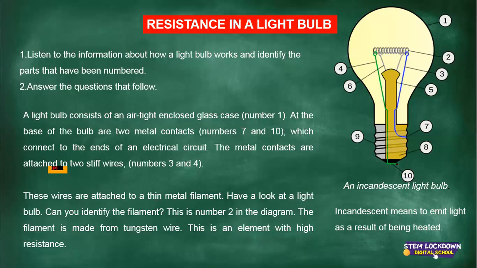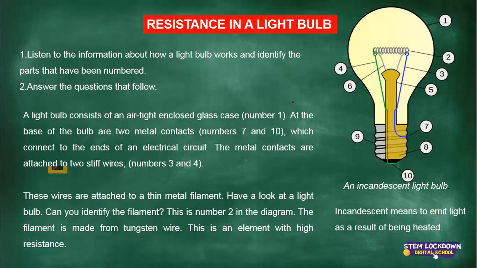So those metal contacts basically connect to your circuit, to the copper wire, and the metal contacts are attached to 2 stiff wires. So now we're going to go up the circuit, and we're going to look at number 3, which is this, and number 4, which is that. These metal contacts at the bottom are attached to this metal part that goes up here. Okay, so the two dots at the bottom of your globe are actually going up in metal to reach this part here. These wires are attached to a thin metal filament.